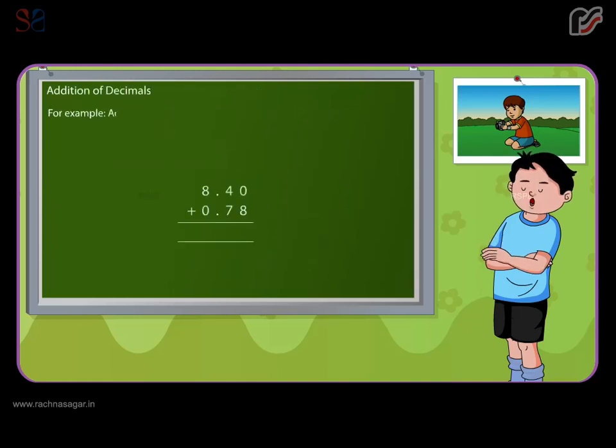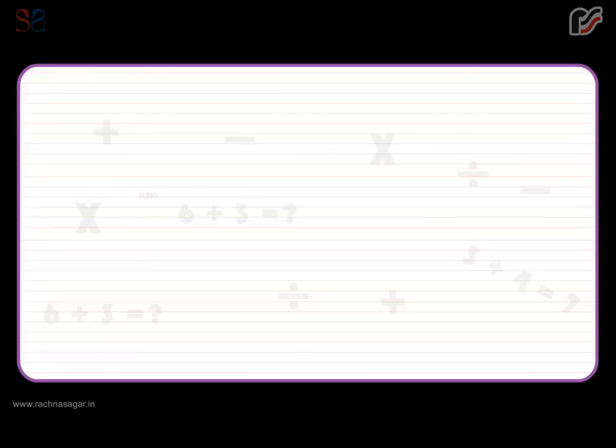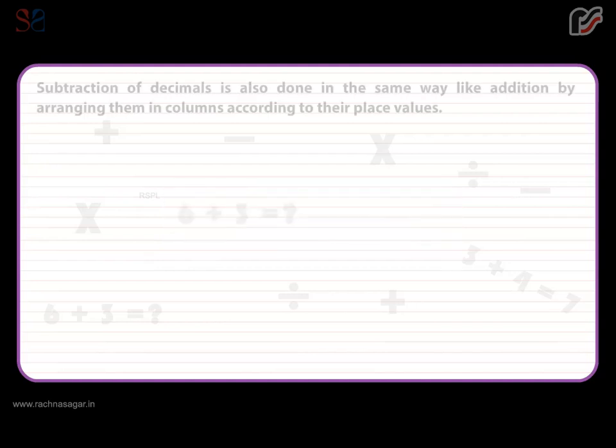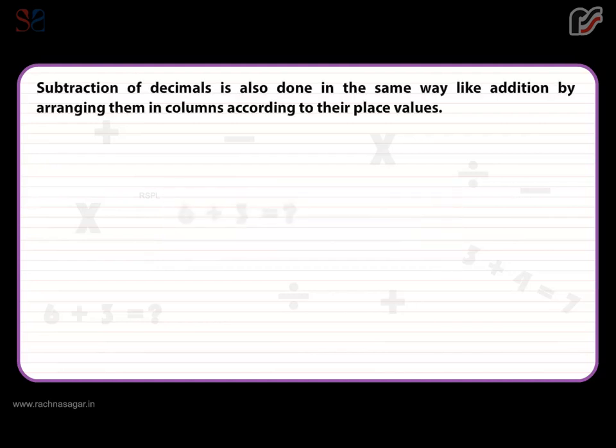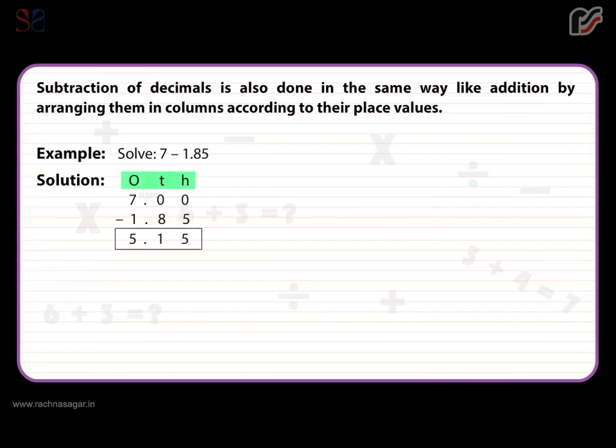Addition of decimals. Example, add 8.4 and 0.78. Solution. First, change these decimals into like decimals, then arrange them according to the place value and add. Thus, the sum is 9.18. Subtraction of decimals. Subtraction of decimals is also done in the same way as addition, by arranging them in columns according to their place values. Example, solve 7 minus 1.85. Solution, 7.00 minus 1.85 is equal to 5.15.